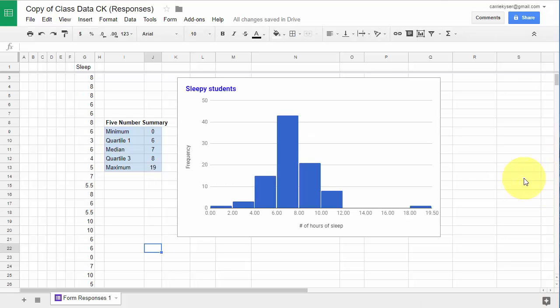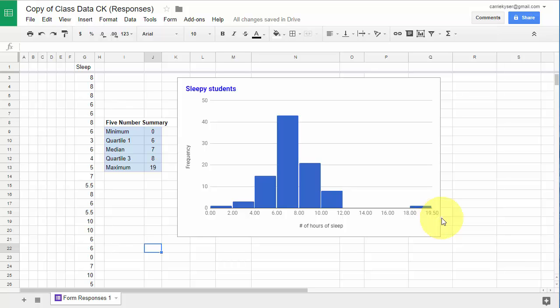So this is the class data that you guys all entered, and I have made a histogram of the number of hours of sleep that students reported. And so we can see here that most students reported getting between 6 and 8 hours worth of sleep, some considerably less, some a lot more, but we see this little bar over here corresponding to between 18 and 19 and a half hours of sleep.